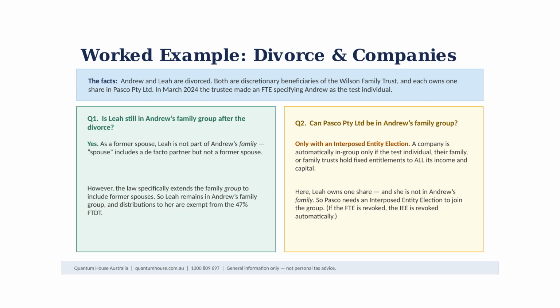Let me bring this to life with a short, hypothetical example. Andrew and Leah are divorced. Both are discretionary beneficiaries of the Wilson Family Trust, and each owns one share in Pasco Proprietary Limited. In March 2024, the trustee made an election specifying Andrew as the test individual.